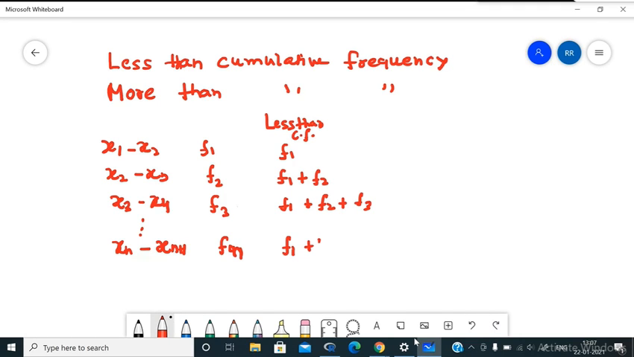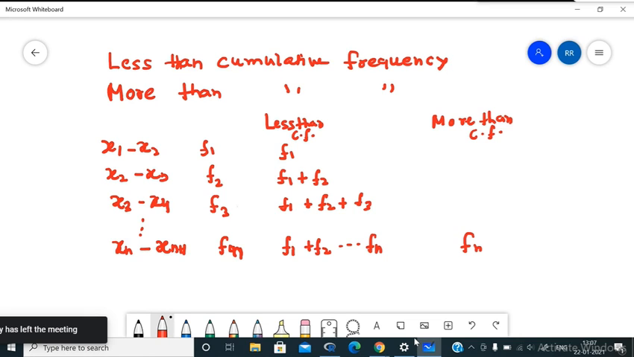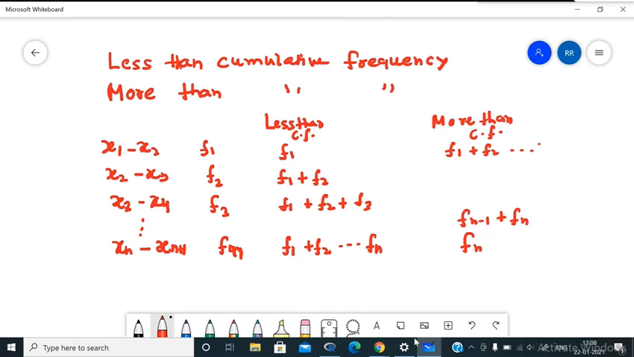and so on up to f1 plus f2 up to fn. Now more than CF can be defined as fn, fn minus 1 plus fn, and again up to f1 plus f2 plus up to fn. So this is more than cumulative frequency.